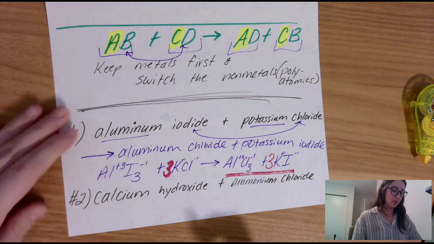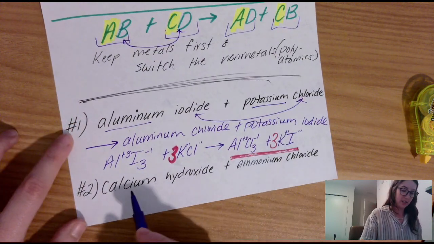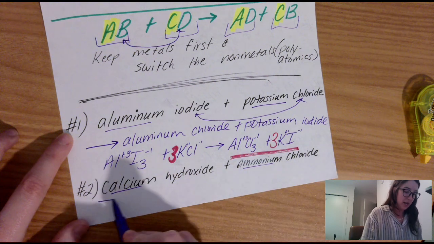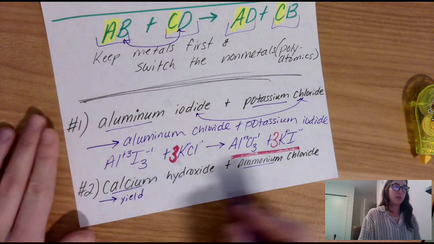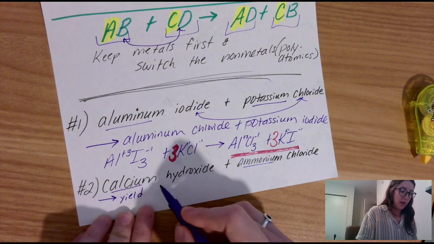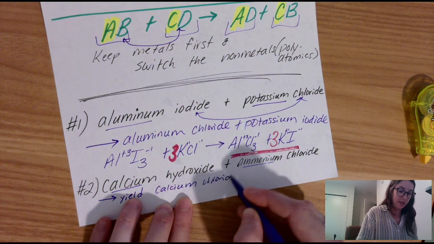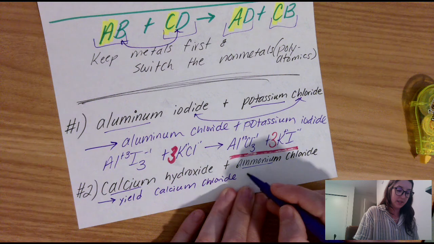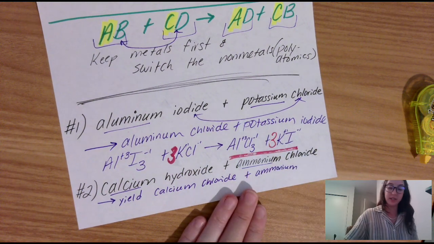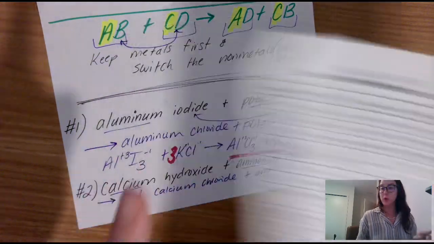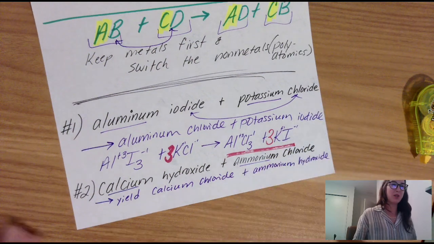All right, let's do number 2. I have calcium hydroxide and ammonium chloride, right? So calcium and ammonium stay still. I'm going to put my word equation. Your teacher might require you to write yield if you're doing the word format, so just keep that in mind. So calcium was with hydroxide, now it's going to be with chloride. There we go. And ammonium, that's a polyatomic ion, not an element, that is NH4, and ammonium hydroxide. So again, just switching their partners around, okay?